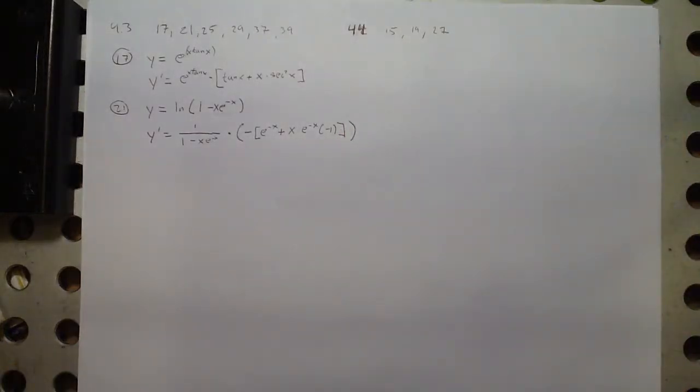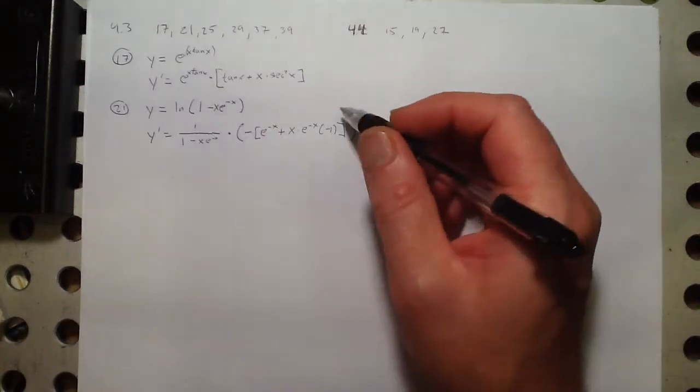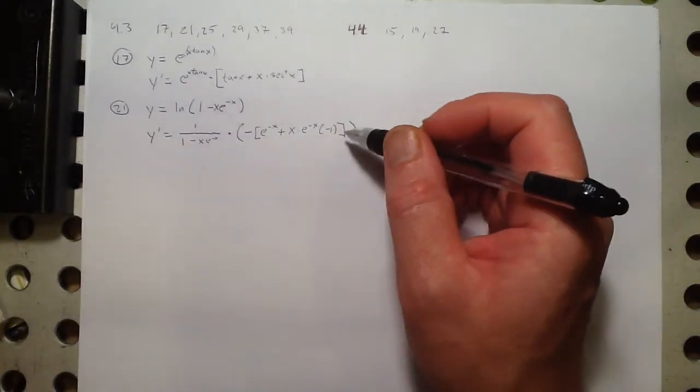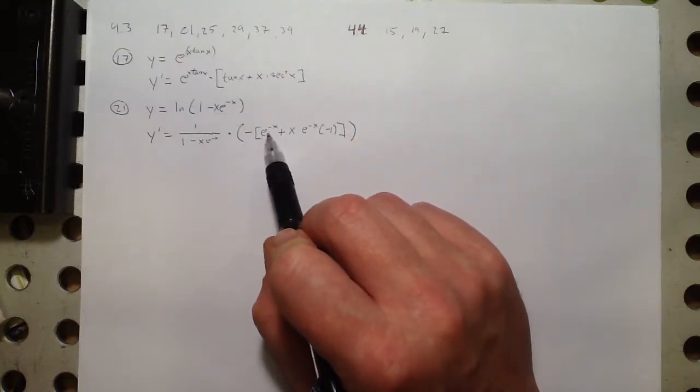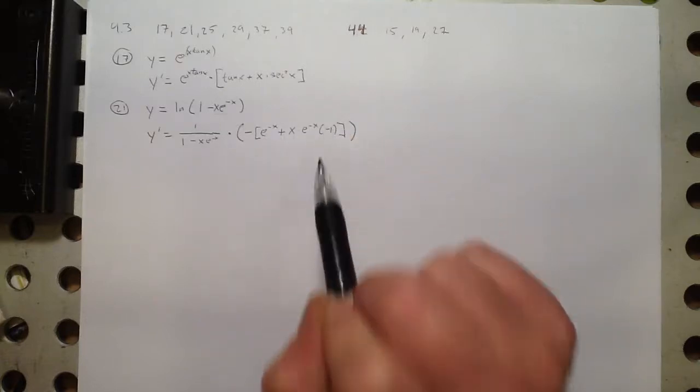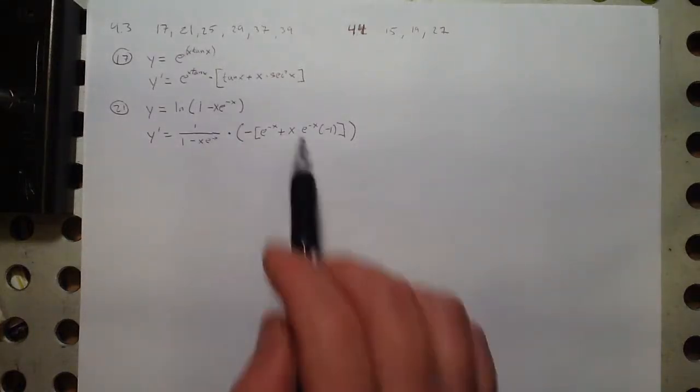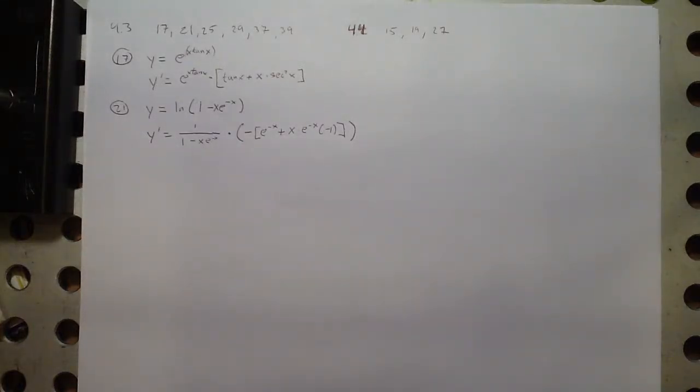There's a little bit of simplifying you could do there, I suppose, but not a huge amount to be gained by simplifying that. You could distribute this negative sign, that would make this minus and cancel out that negative 1, but I'm going to leave it like that, and you can simplify that or not.